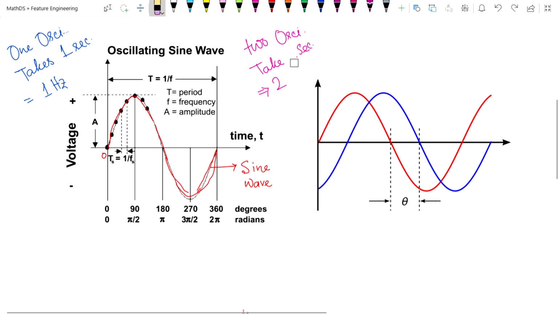Sorry, it's my bad. One second means its frequency is 2 hertz. Sorry, 2 hertz. And the magnitude that's seen here, these things are called the amplitude.